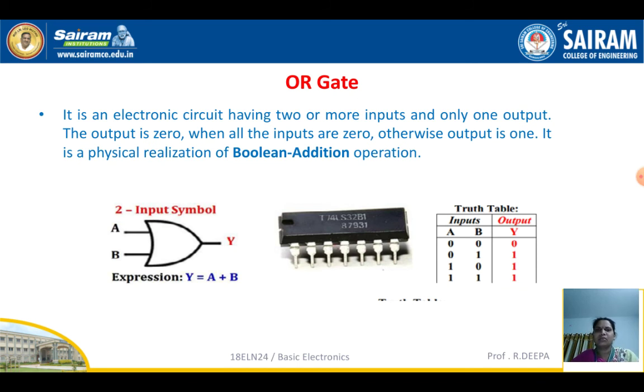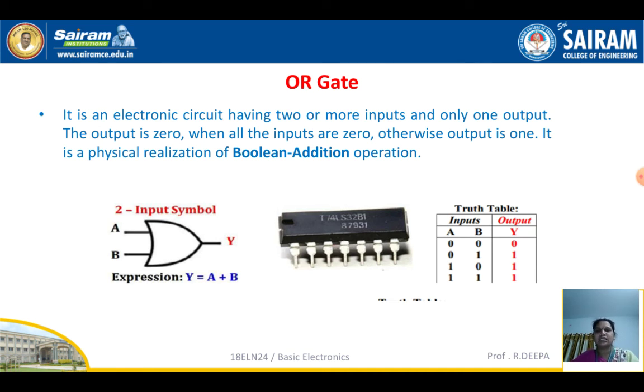Next it is an OR operation. It will do addition between the given inputs. Again, it is an electronic circuit having two or more inputs and only one output. The output will be 0 when all the inputs are 0, otherwise it is going to be 1. Physically it is going to perform the addition operation. So the logical symbol is, we have two inputs A and B and output is Y. And the expression, as I told, it is going to perform addition operation. So it is Y is equal to A plus B.